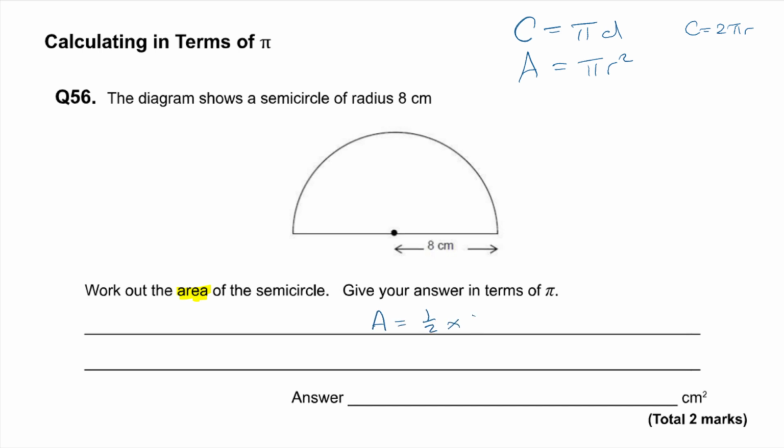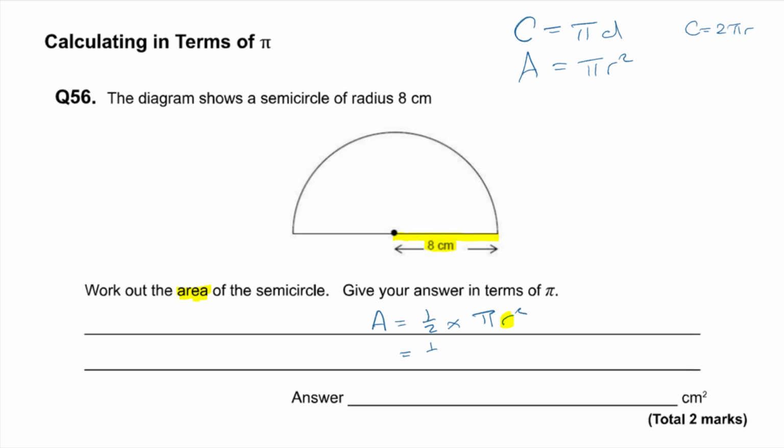So it's going to be half of our normal area formula of pi r squared. Now the radius is that distance from the middle of the circle to the edge, in this diagram is 8. Just take care, sometimes they give you the whole length, in which case you're going to have to halve it when you put it into this formula. So just check you've actually been given the radius and not the diameter.